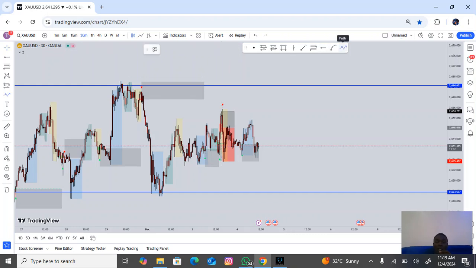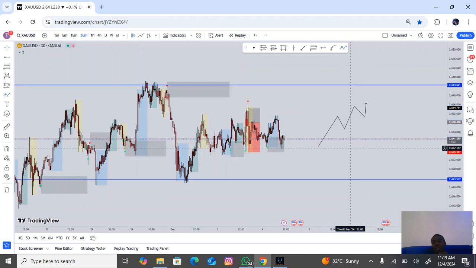All right, right here now we are having this arrow, right? It's also used to draw, right? So you can use it to draw, just like this is what I was using to explain the higher highs and higher lows, and lower lows and lower highs yesterday.